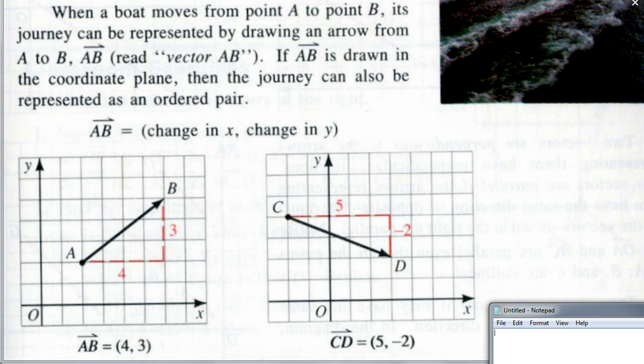You see the difference? So the order matters big time. Does that make sense? Since we're going from C to D, that's why it's 5, right? The change in x. We go down 2, it's -2. Okay, so does that make sense?